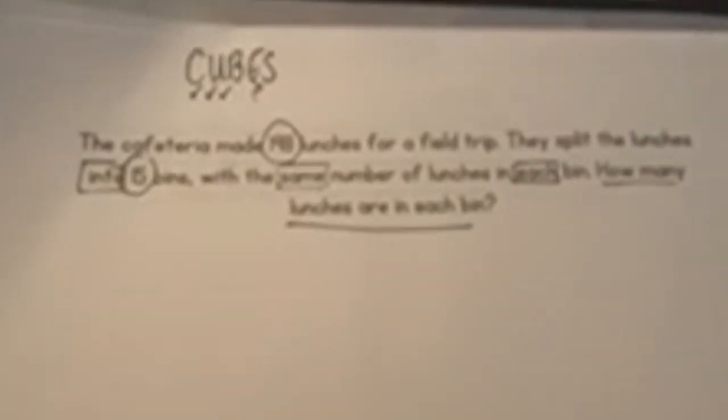All right, so here's your story problem for the day. It says, the cafeteria made 198 lunches for a field trip. They split the lunches into 15 bins with the same number of lunches in each bin. How many lunches are in each bin?